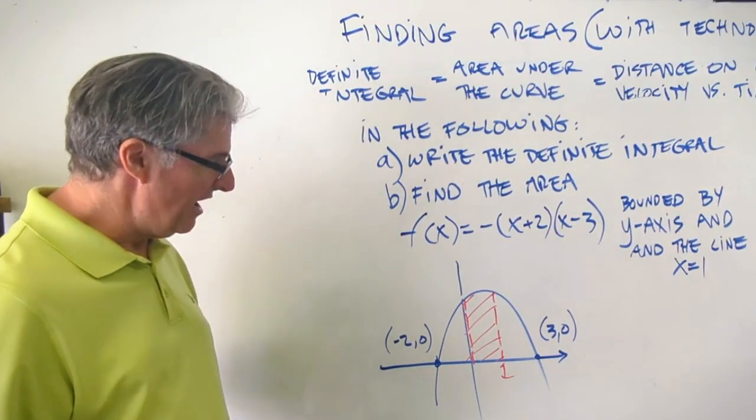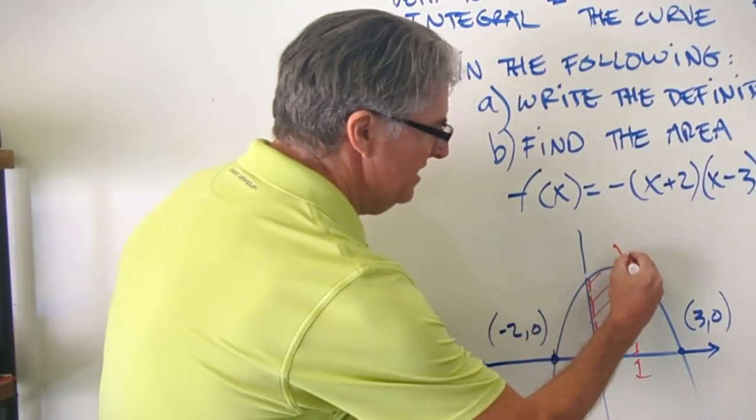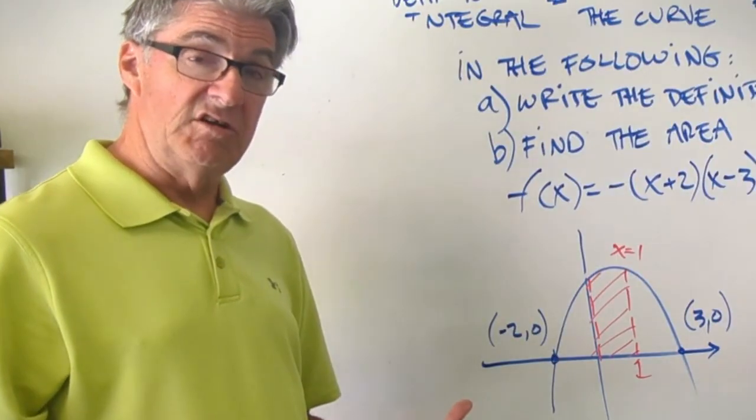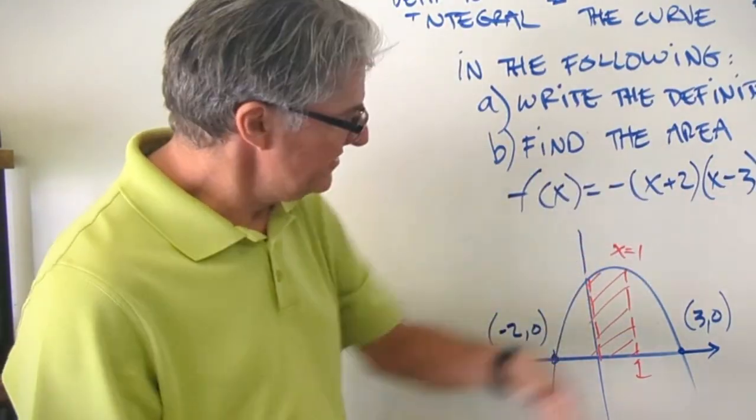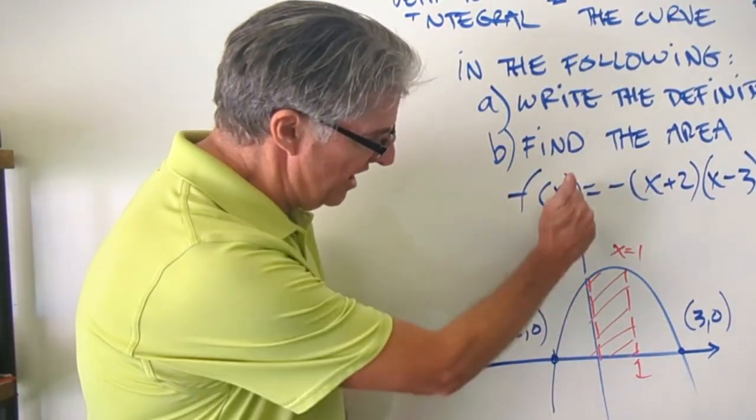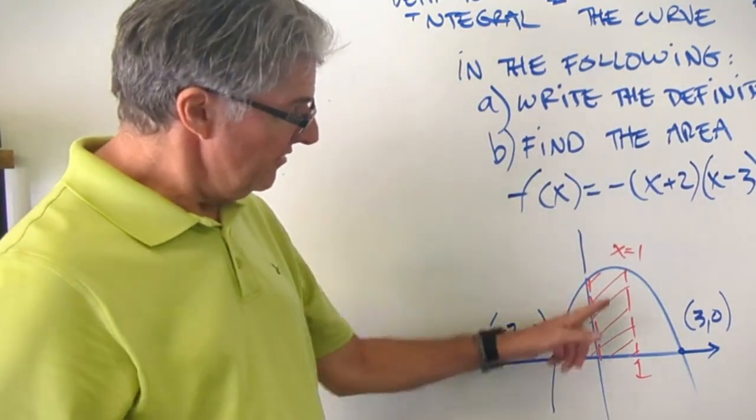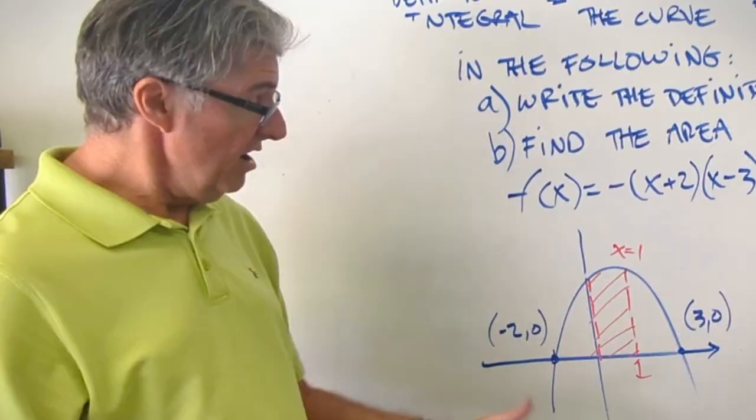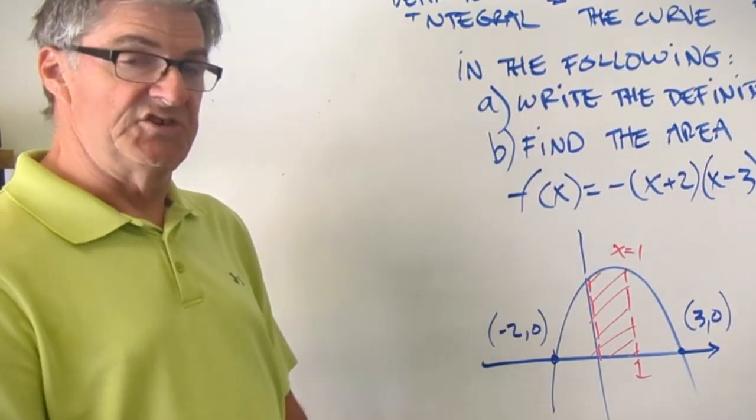Okay, so check this one out. Here's the line x equals 1. Remember, x equals something is always a vertical line, and then the y-axis is just the x equals 0 line. So then I shaded this area in between the two. So there is the full graph of the situation.